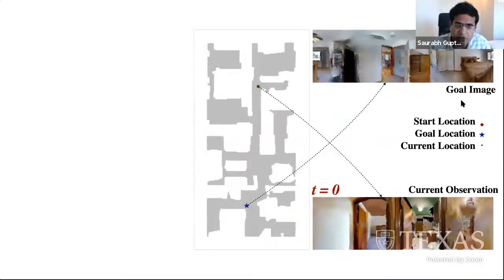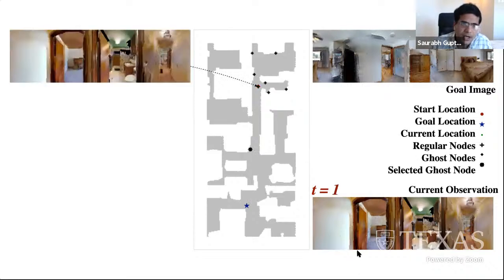So here you can see this policy in action. You have the current observation, and this is the goal image. You're starting from this location, and you want to get to this location. Again, this map is only for our visualization. The agent is only seeing images as it is going along, and it only has access to approximate noisy odometry.